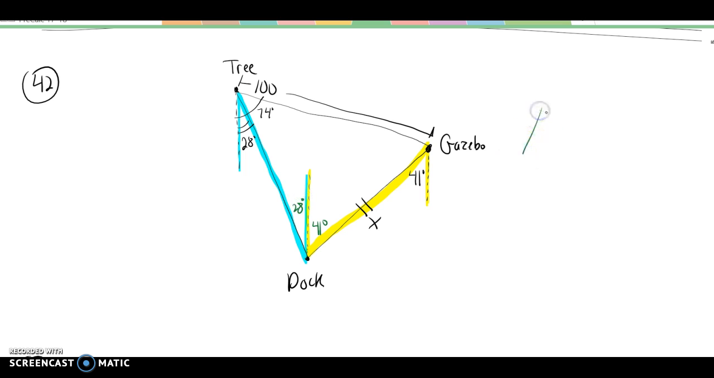Then if we just focus on the triangle we're looking to solve, we have length of 100. 74 minus 28 is 46 degrees. The angle at the bottom is going to be 69 degrees. We're trying to solve for x. So if we use the law of sines, sine of 46 degrees over x is equal to the sine of 69 degrees over 100. We can cross multiply and solve, and x is going to give us approximately 75.05 meters.